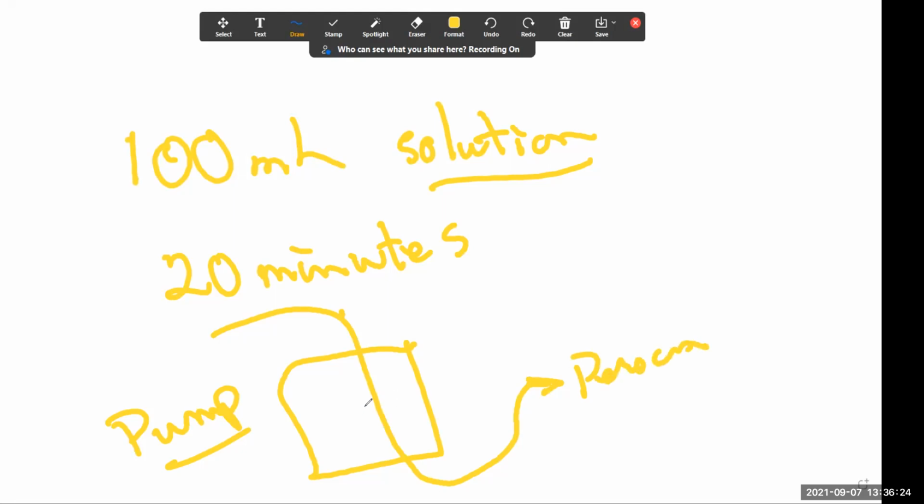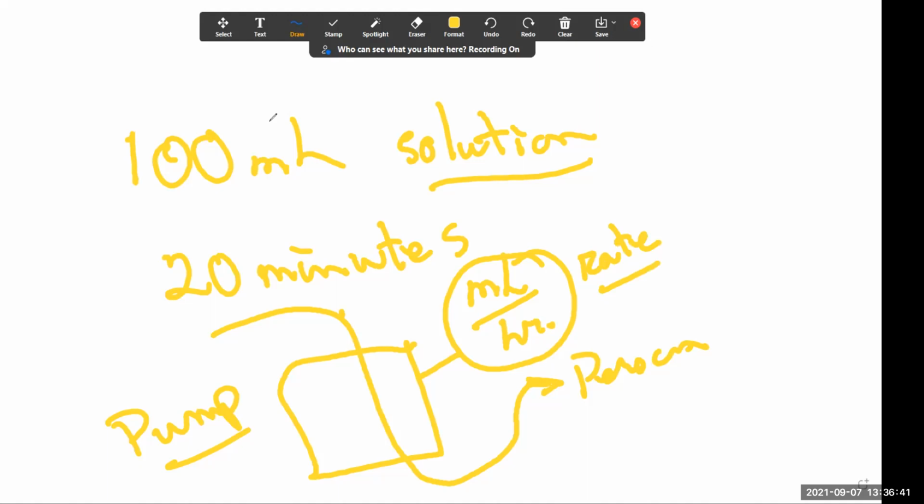Now that pump has a rate that is given in units of milliliters per hour. That is the rate that pump understands. And so given that you have 100 milliliters and you've got 20 minutes to put that into the patient, too fast is not good, too slow is not good. What rate would you set that pump at?